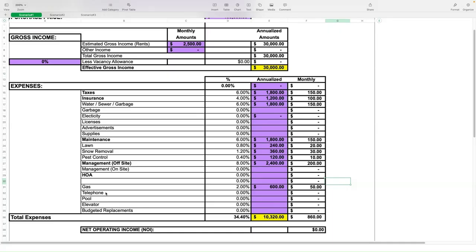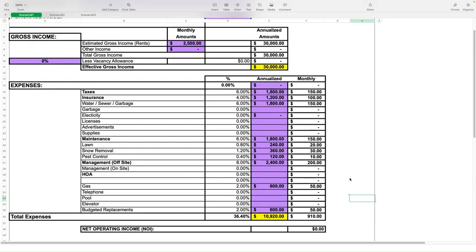Now, when it comes to telephone, pool, and elevator, I skip these because as a duplex, you're not going to have an elevator. Most likely, you're not going to have a pool and telephone. We live in different times now, so a lot of people have cell phones. And if they do have a landline phone, that's the tenant's responsibility. You don't have to worry about that. Now, for budgeted replacements. This is important because sometimes things happen unexpectedly, and you always want to have a financial cushion put to the side per month just in case unexpected breakdowns or repairs happen. You can already be prepared. So it's going to be $600 for the whole year and $50 a month.